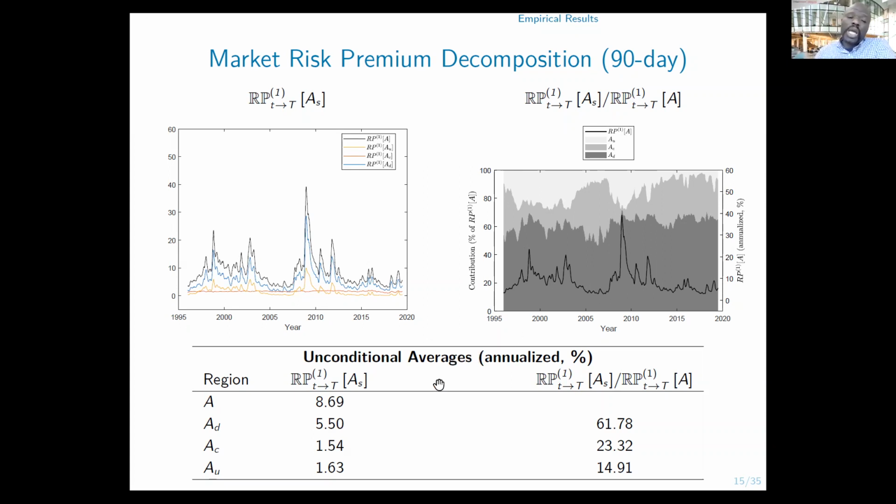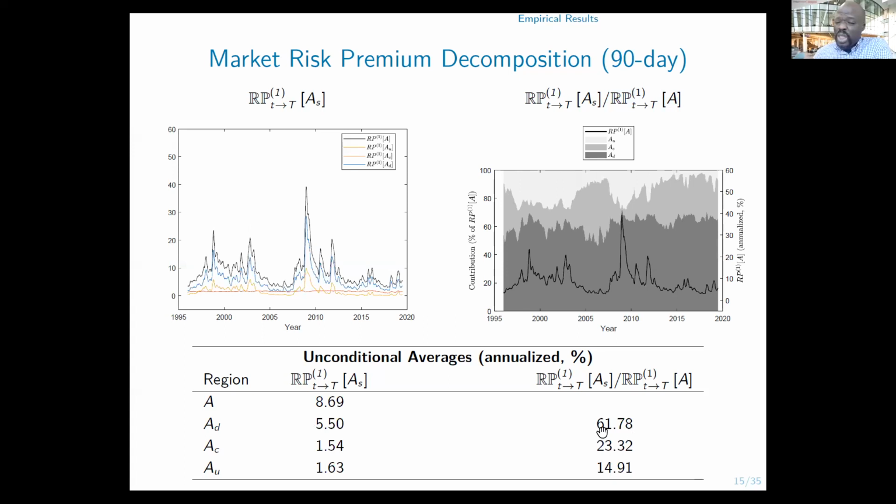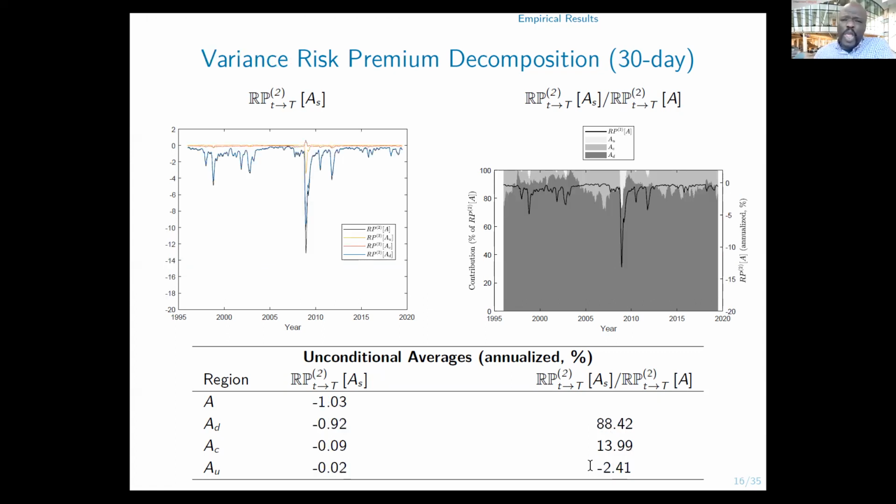So the table below shows the unconditional averages. As you can see, the downside was 45% when the maturity was 30 days. When we increase the maturity to 90 days, it goes to 61%. Here it was 45, and the other one was 47. And here it goes to 61, and the center goes down from 40-something to 23.